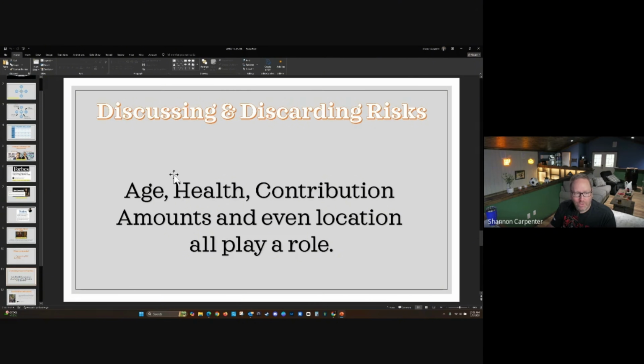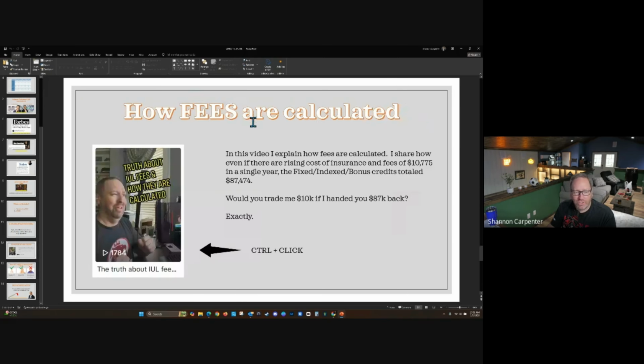Discussing and discarding the risk. So I just kind of talked about this. So age, health, contribution amounts, even location, all play a role. All right, so how the fees are calculated. If you will hold down control and click your left mouse button, you can see this.